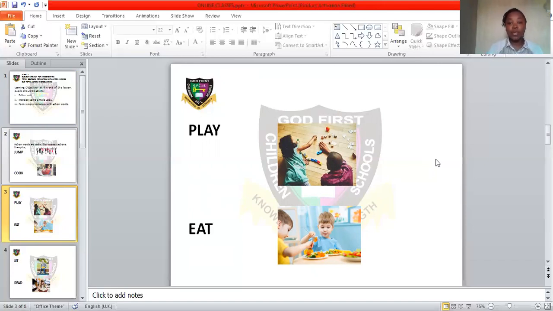Look at the next example. We have eat. We eat our food every day. We eat our snacks every day. We are carrying out an action whenever we are eating, and the action we are carrying out is we are eating. So the verb in the action we are carrying out is eat.